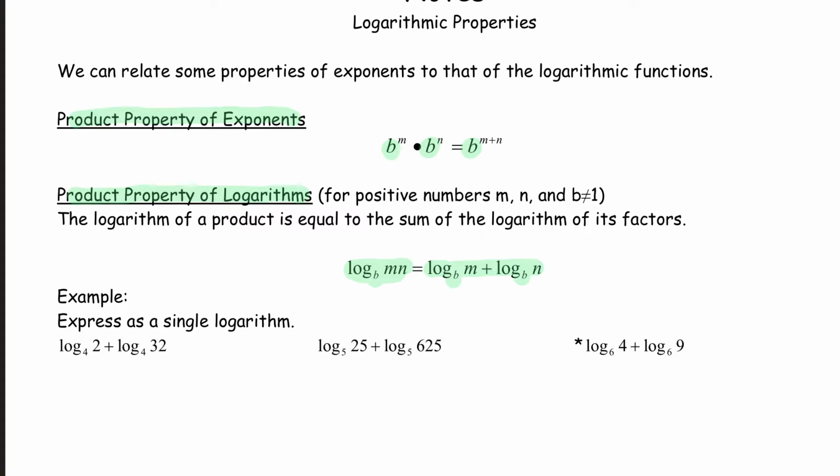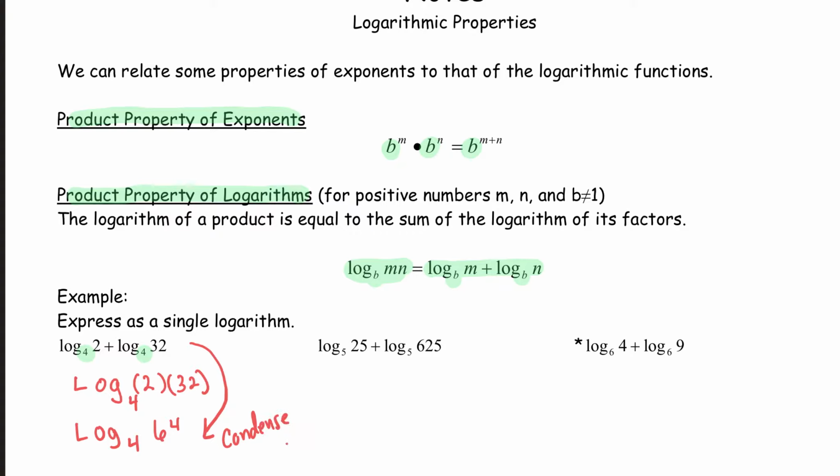So I'm going to go ahead and explain the first example. The first question you need to ask is, does it have the same base? In this case, it does have the same base. So you can make this into a single logarithm. So it's going to be log base 4, and you're going to get the product of 2 times 32, which gives you the log base 4 of 64. Now, as you go from 2 logarithms to 1 logarithm, that's called condense.